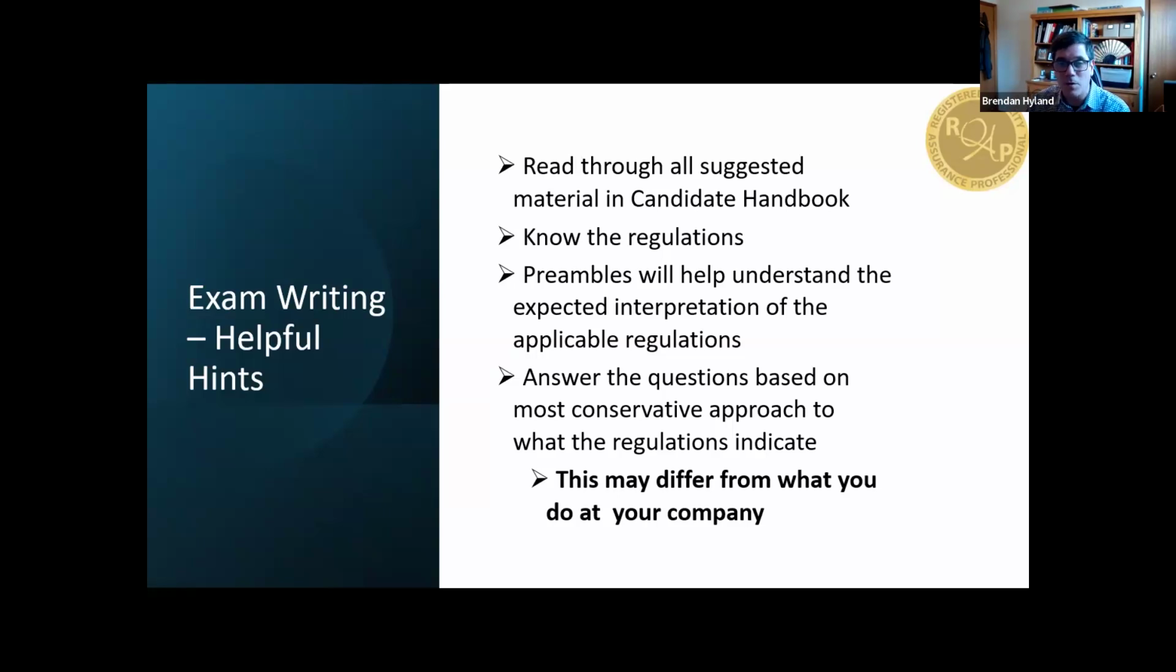This might be different from what you do at your company. It might be different from what you believe best practices are. That's not the point of this exam, right? The exam is on the regulations, so remember that.